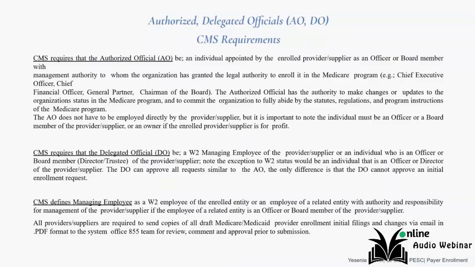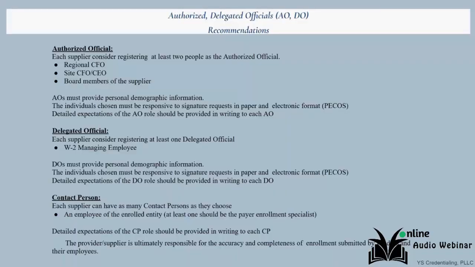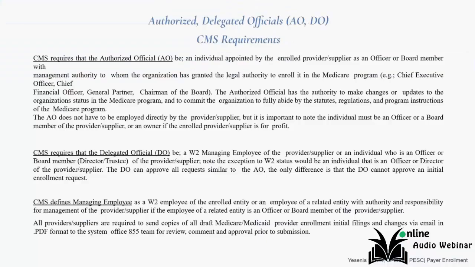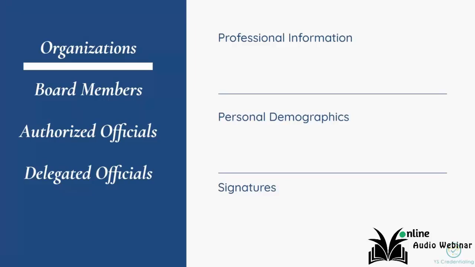One other big piece that CMS has been very clear about is making sure that you have the correct defined authorized official on file. This is the official language, and then here are the recommendations. So what else you need to make sure you have and remind everyone is the board members, all of these persons, you have to remind them that you need their personal demographic information. These pieces have to be reported to Medicare.